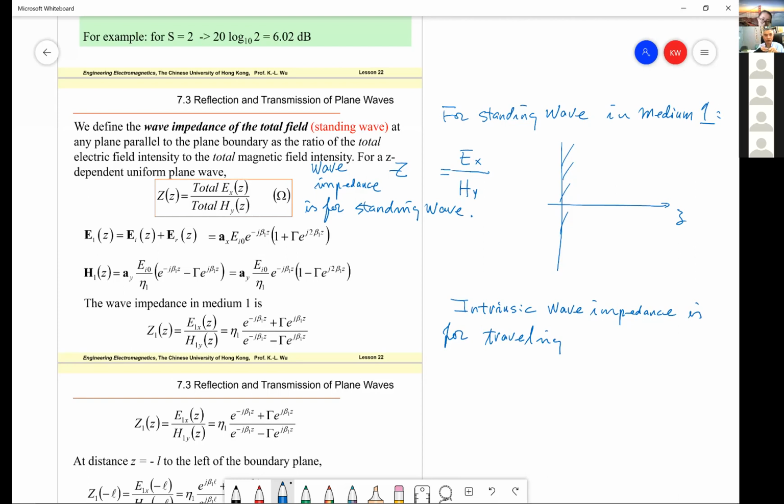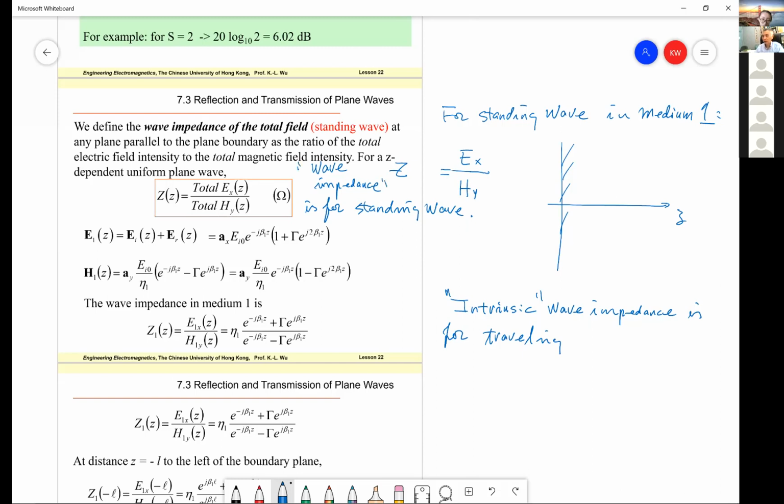You have incident, you have reflected. This is the total field. But a traveling wave can also be a total field. For example, the wave travels and then transmits into medium 2, that becomes still a traveling wave, but it is a total field because there is no reflected wave. So for total field, we try to distinguish it from the intrinsic wave impedance. For a traveling wave, we call it intrinsic wave impedance. Otherwise, we call it wave impedance.